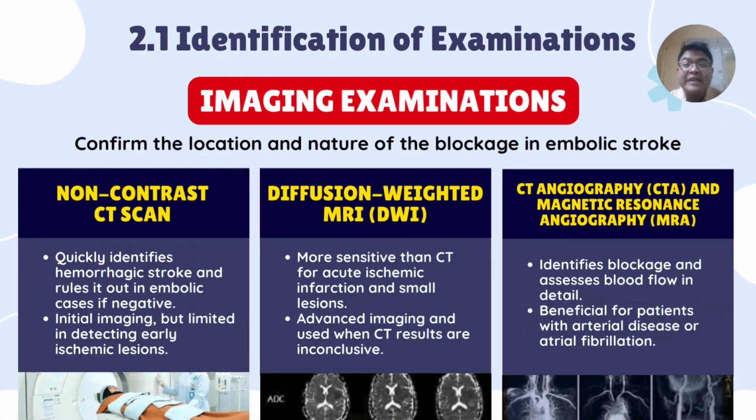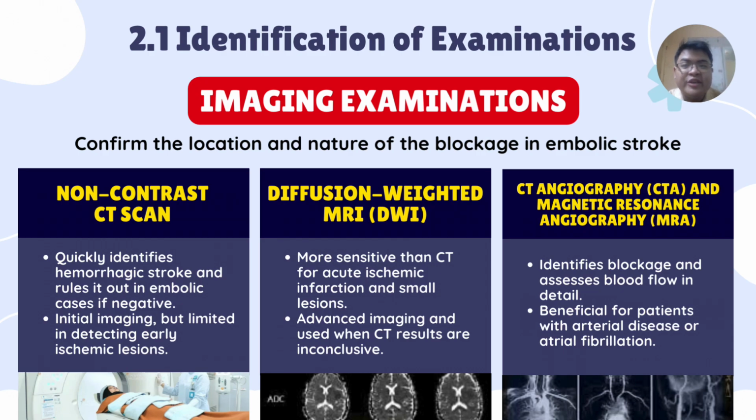The second one is imaging examinations, which confirm the location and the nature of the blockage in embolic stroke. The initial step commonly taken is the non-contrast CT scan, which quickly identifies hemorrhagic stroke and rules it out in embolic cases if negative. Unfortunately, this examination is limited in detecting early ischemic lesions.